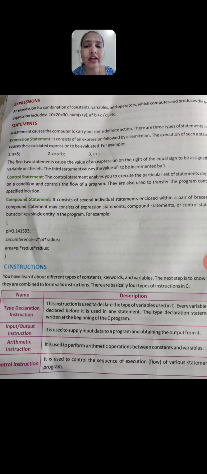Then we move to the next one, compound statements. A compound statement consists of several individual statements enclosed within a pair of braces. Braces means flower brackets. See here, in the flower brackets they have written some statements. They have given a value to pi. I think all of you have heard about pi. The value of pi is 3.142. Then circumference. What is the circumference formula? 2 star pi star radius, isn't it? And area is pi star radius into radius. These statements are written in braces, so we call it a compound statement.